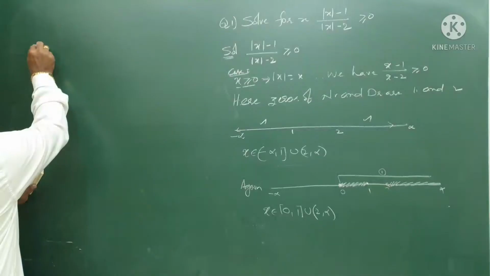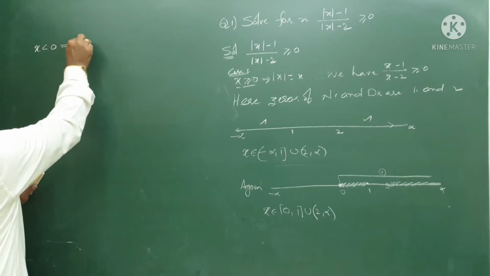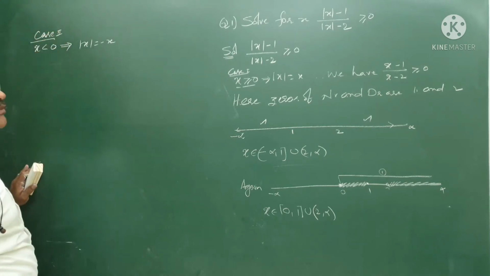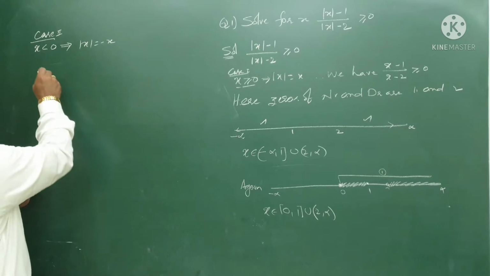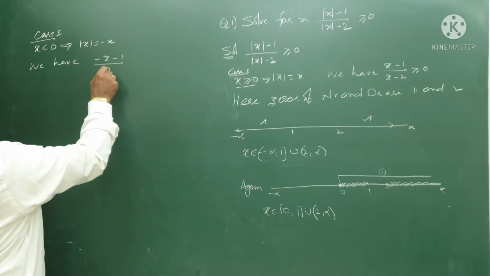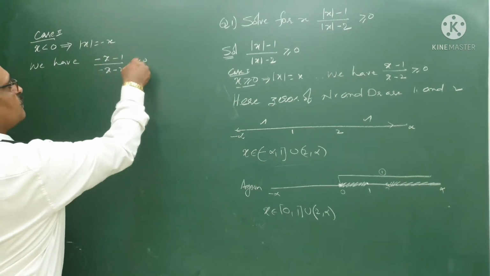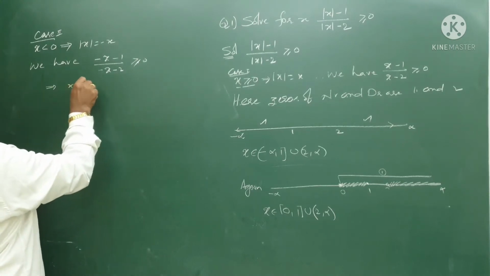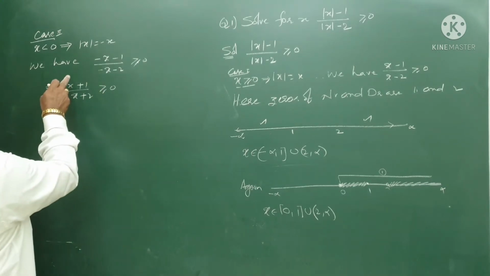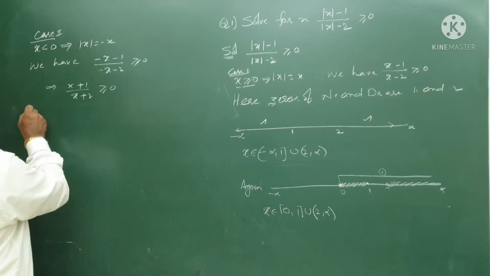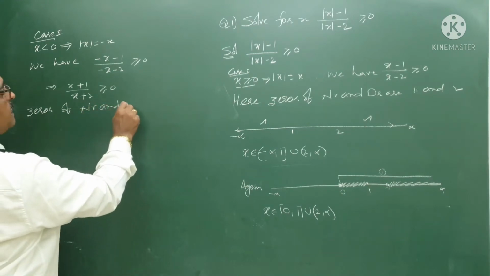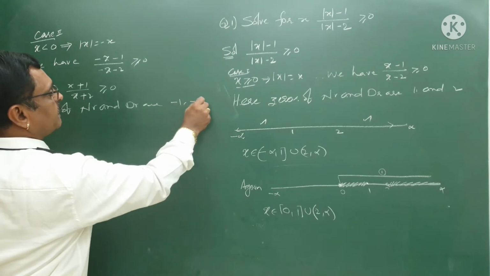This is number 1. Now case 2: x less than 0. When x is less than 0, we have mod x is equal to minus x. Now remove mod and replace it by minus x. So we have minus x minus 1 by minus x minus 2 is more than or equal to 0. Or you can write x plus 1 by x plus 2 is more than or equal to 0. As usual, zeros of numerator and denominator are minus 1 and minus 2.